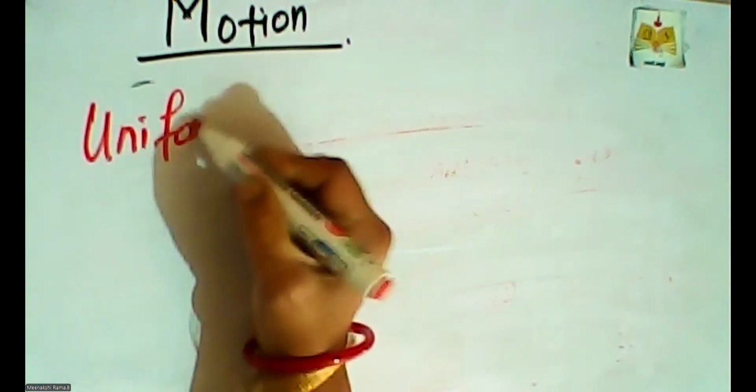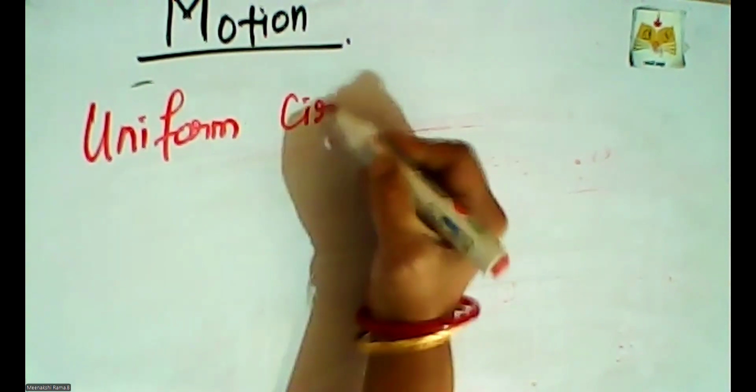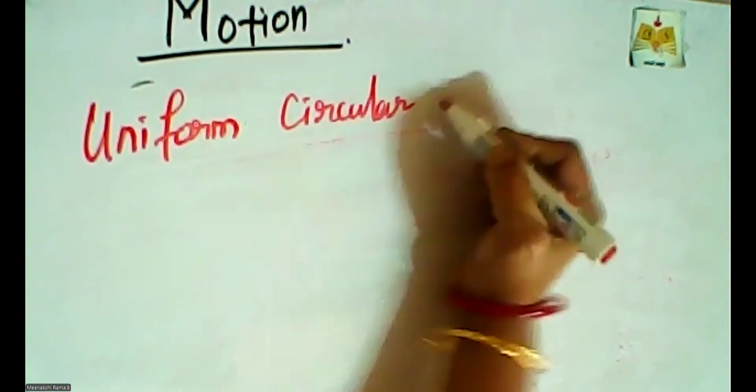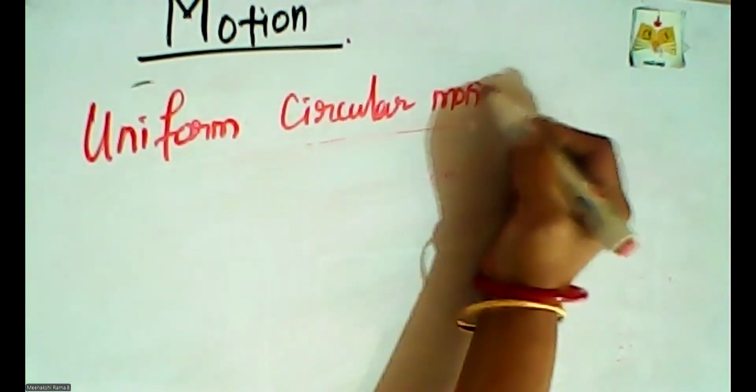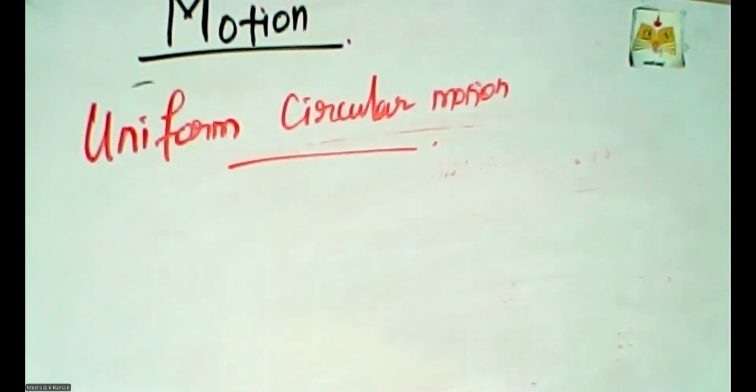What is a freely falling body? And then uniform circular motion. What is uniform circular motion? Yes, there are different kinds of motion: linear motion, circular motion, like that. This is uniform circular motion.